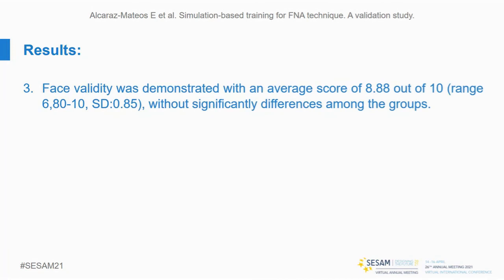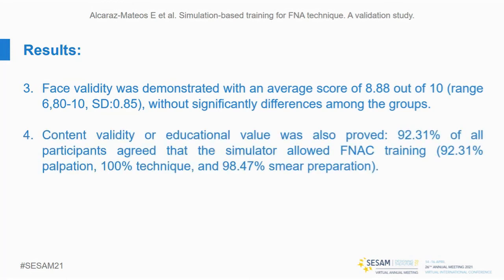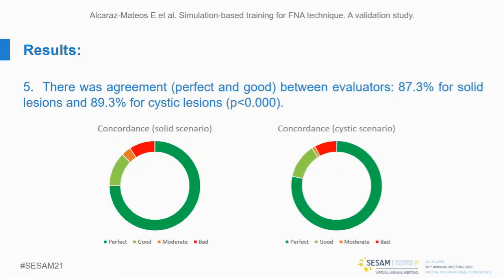Face validity was demonstrated with an average score of 8.88 out of 10 without significant differences among the groups. So remember, students were not included. Content validity or educational value was also proved. 92% of all participants agreed that the simulator allowed FNAC, fine needle aspiration cytology, training for palpation, technique, and smear preparation. There was also an agreement, perfect and good, between evaluators, up to 87% for solid lesions and 89% for cystic lesions. So concordance was important.